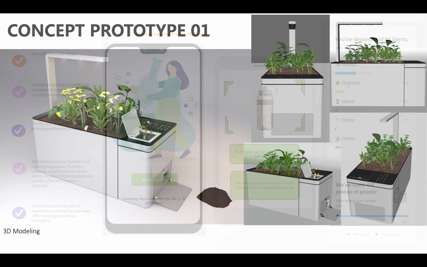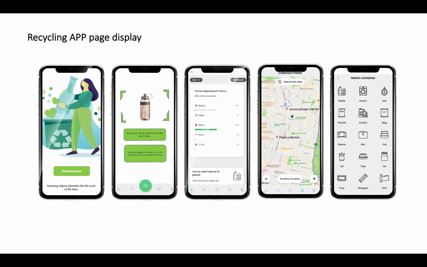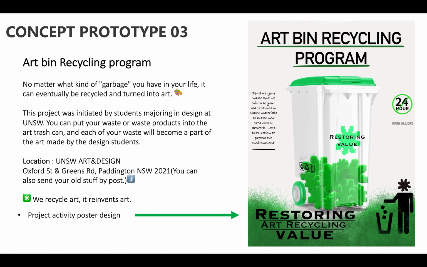Concept 2: prototype to interactive application page design. The life cycle of a product is measured by photographing and scanning the item, and the app provides recycle locations and recycling suggestions. It provides a collection location and items can also be sent to the artist recycle program to provide artists with creative materials. Collecting and recording the data of the scanned and recycled items by users offers recycling programs to customers. This project will be run by students majoring in design at UNSW.